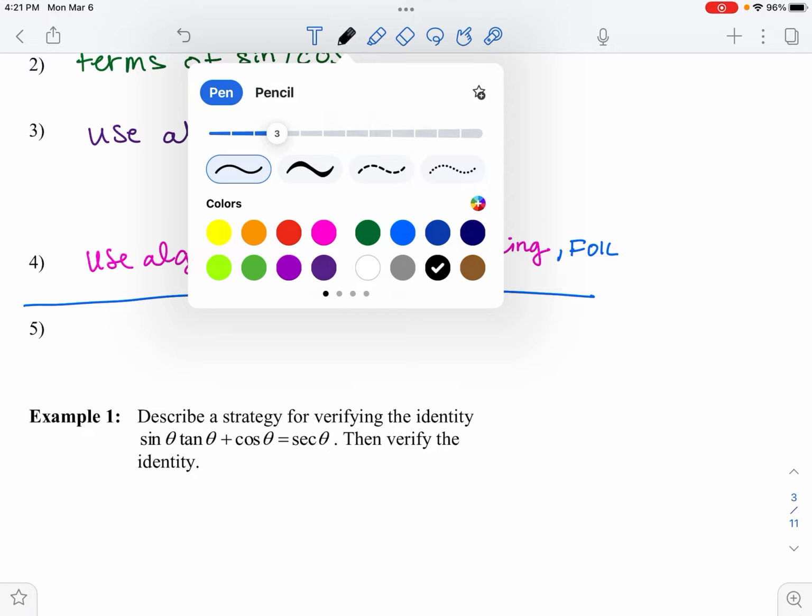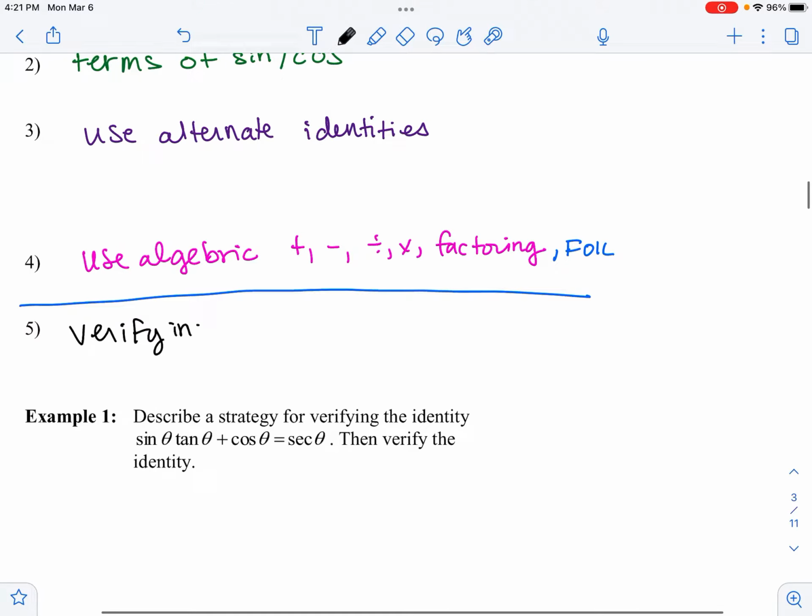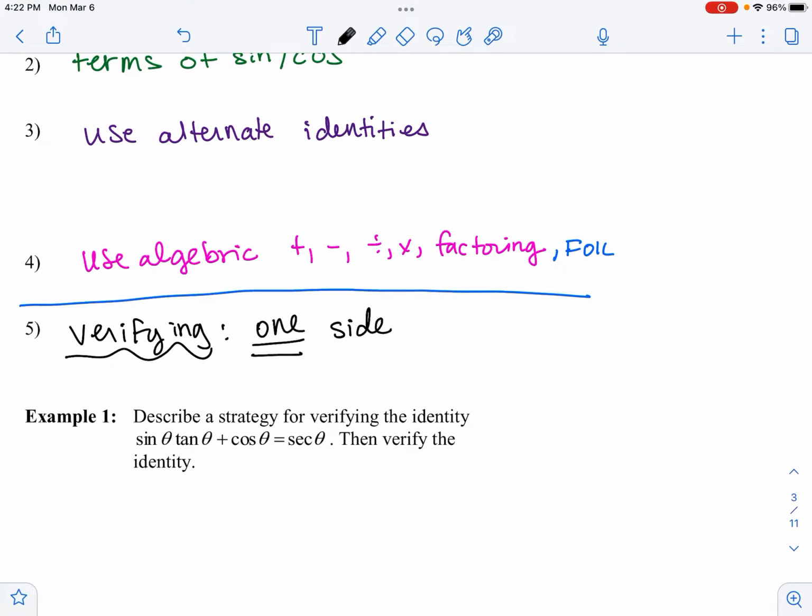And then the last thing that's a little bit different is that when we're verifying, we use one side only. So basically, you're going to leave alone the more simple side.